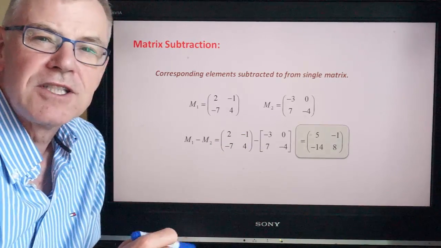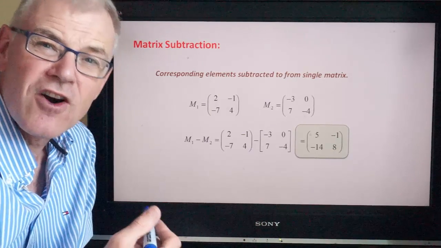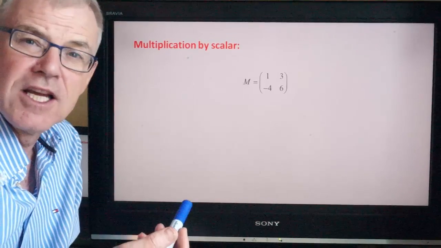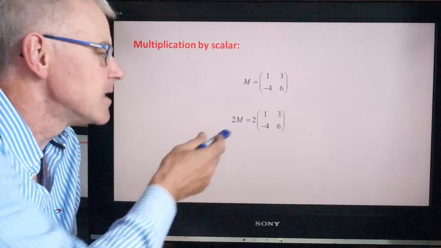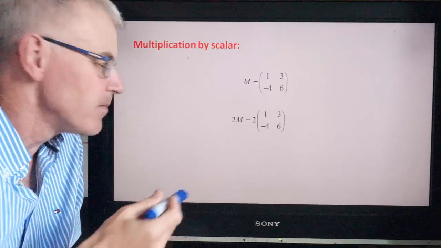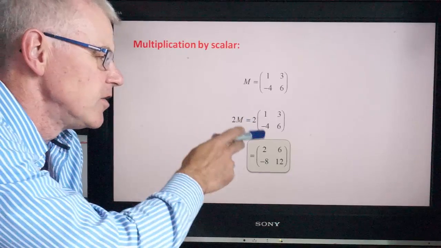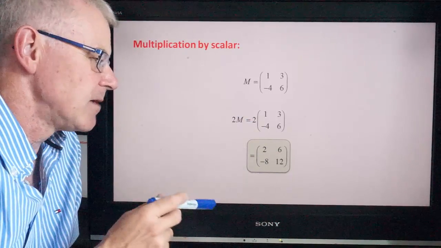Now it's also possible to multiply a matrix by a constant or a scalar. For example, let's say we want to multiply a matrix M by 2. Well, what we do in this case is we multiply each of the elements by 2. So 2 times 1 is 2, 2 times 3 is 6, 2 times minus 4 is minus 8, and 2 times 6 is 12.